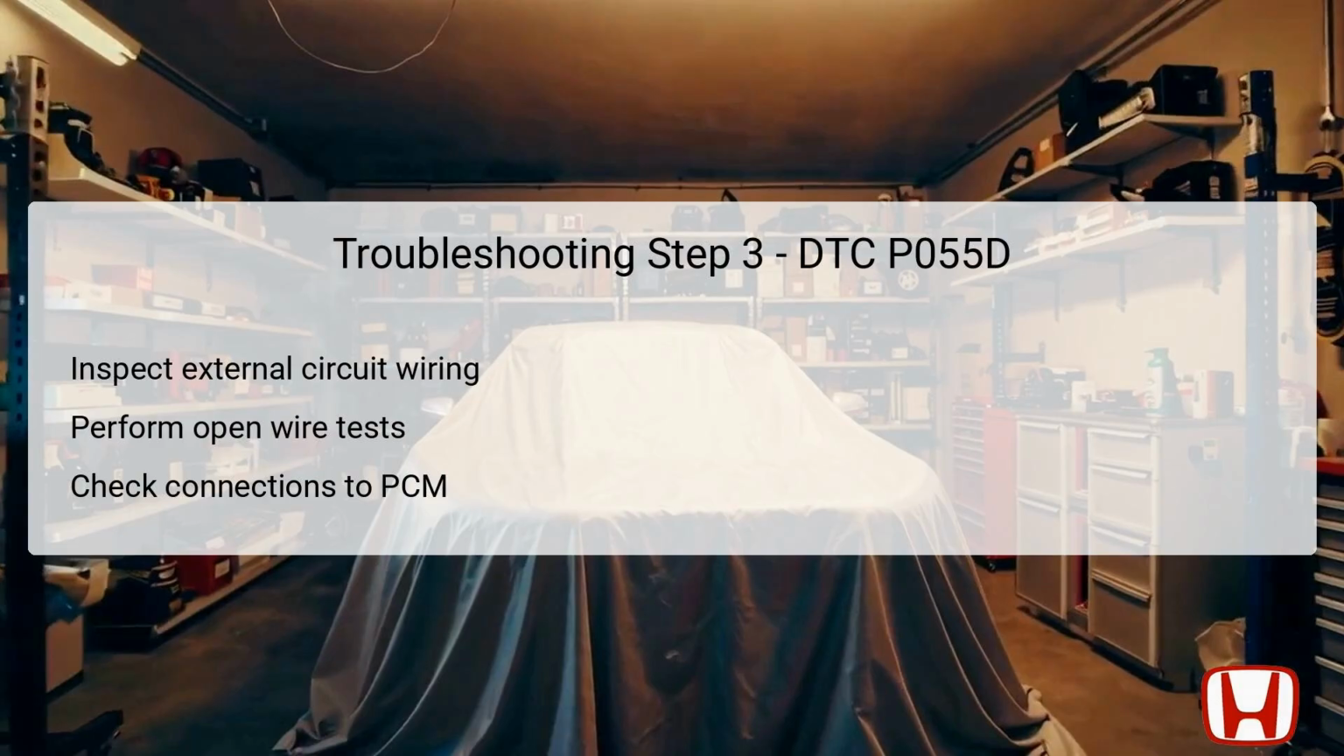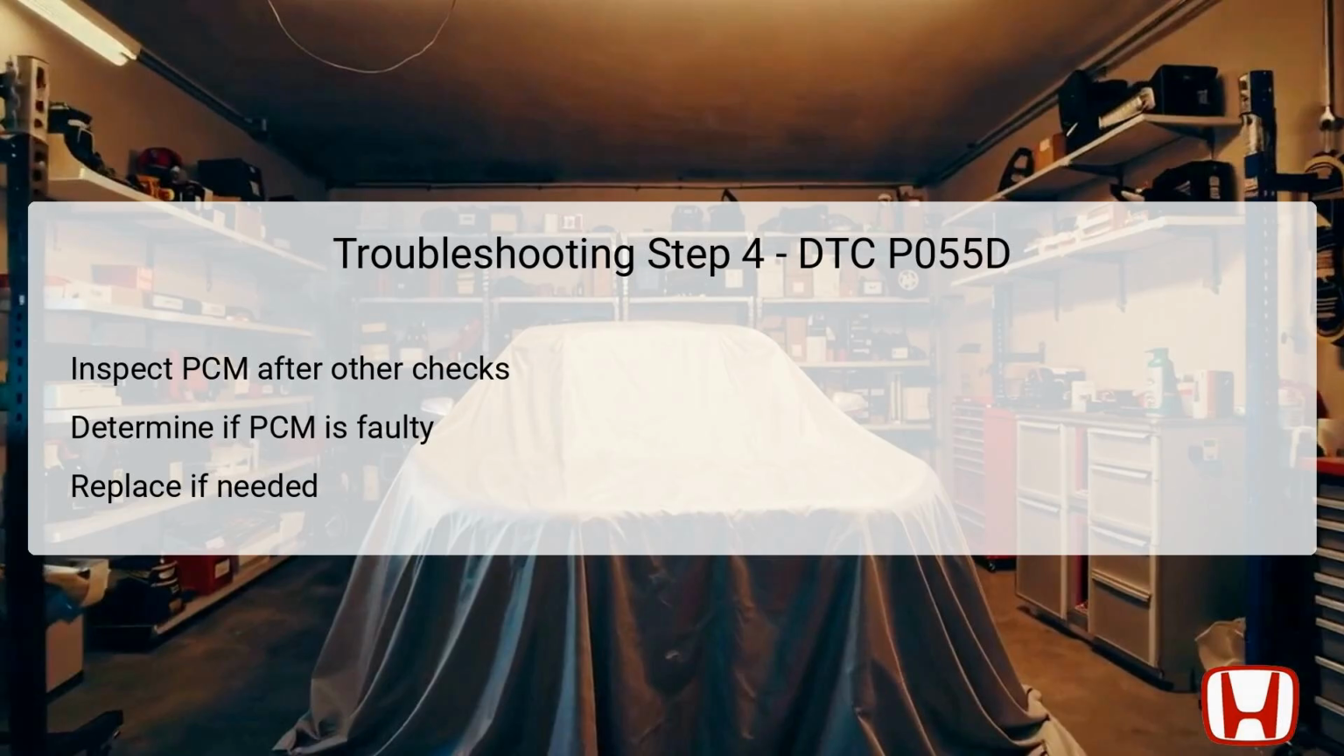However, if any abnormal readings arise, it could indicate a fault in the circuit that must be repaired to restore proper functionality. The final troubleshooting step involves inspecting the powertrain control module, PCM, after all other components have been verified as normal. If previous inspections confirm that both the rocker arm oil pressure sensor and the external wiring show suitable conditions, the fault may reside within the PCM.